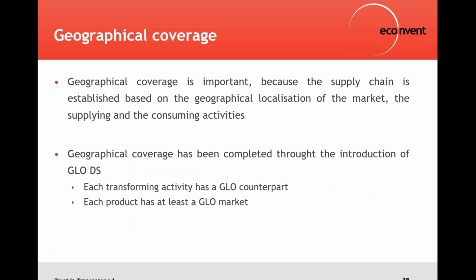I would like to insist a little bit more on the geographical coverage of markets, but also of transforming activities. The geographical coverage is very important in version 3 because the supply chain, and we are going to see in the following slides in detail how it's constructed, will be established based on the geographical location of the market, the supplying and the consuming activities. So to ensure full geographical coverage is important. And so far, we have been ensuring full geographical coverage in the database through the introduction of global datasets. So each transforming activity will have a global counterpart, and similarly each product will have at least a global market. And this ensures that all geographies are covered at least with a global copy.